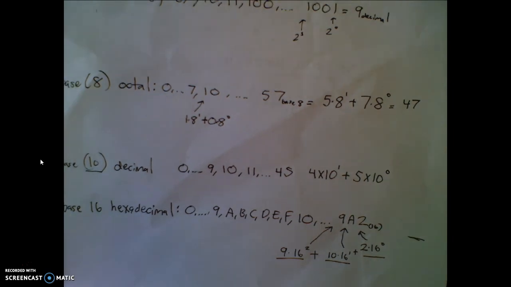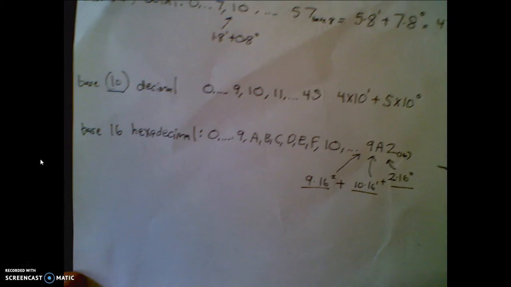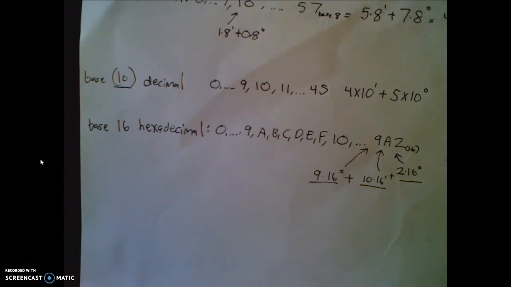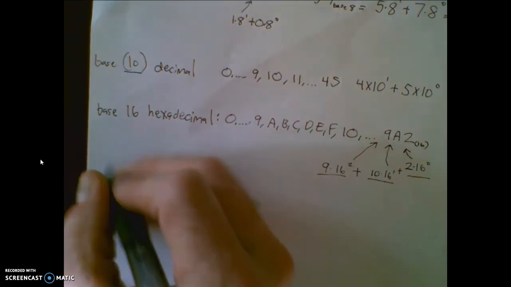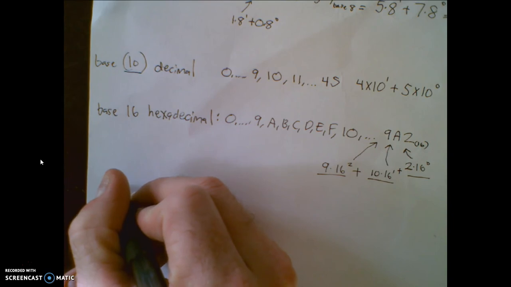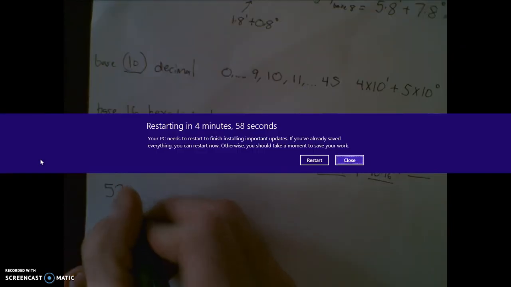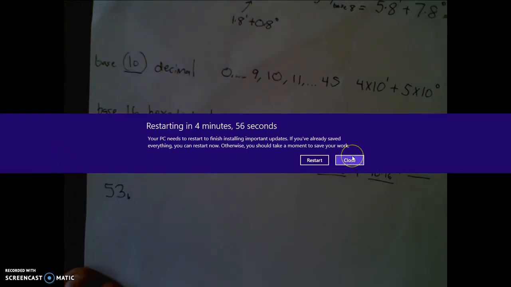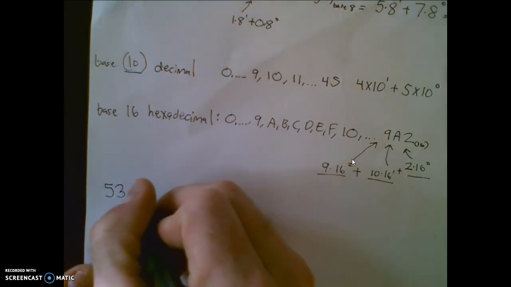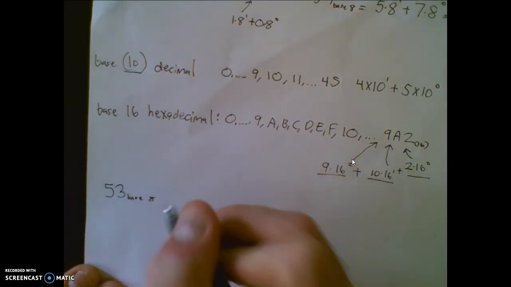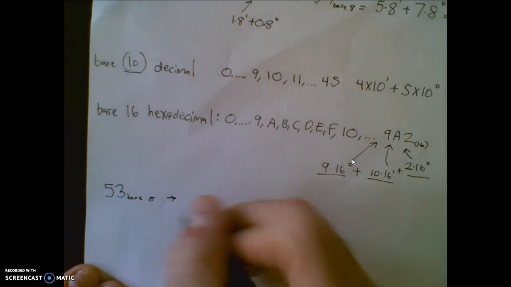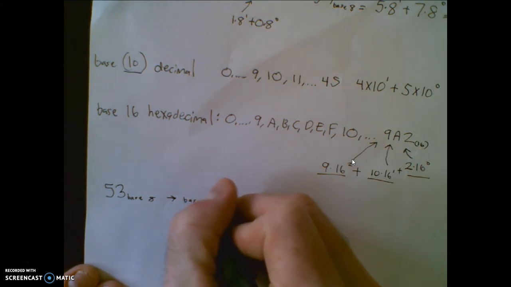Okay, so just one last thing, because again, as long as you understand this concept, then it's pretty much the same way every time to convert from different numbering systems. So let's say we had 53 in base 8, and we wanted to go to binary, which would be base 2.